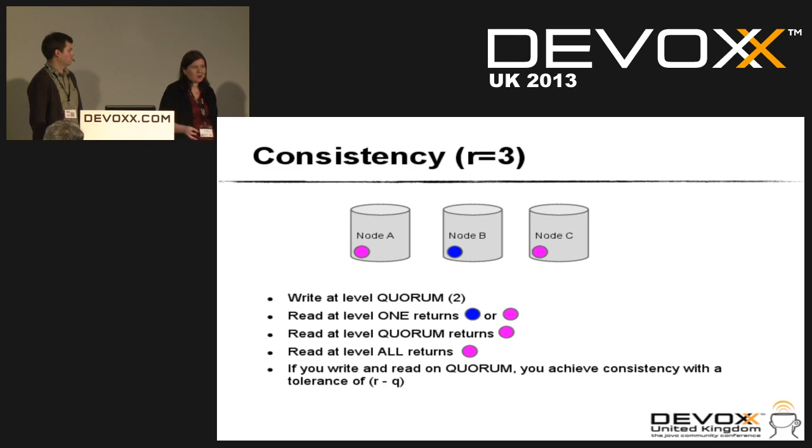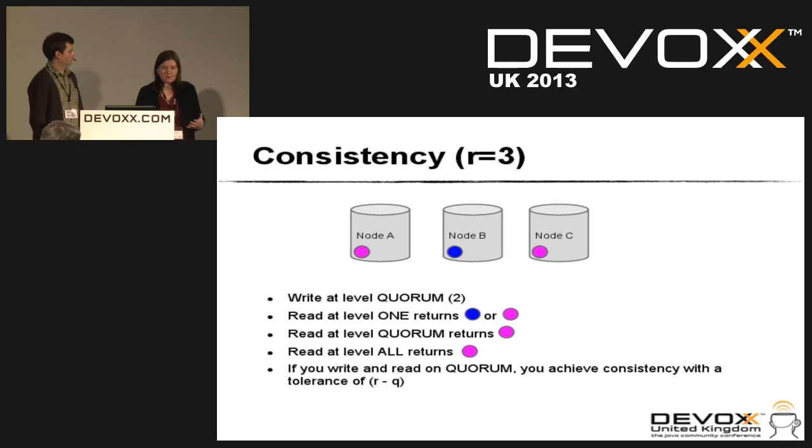So what's important about quorum is that if you both read and write at quorum, then you can achieve consistent data and still have some tolerance so that if one node goes down in this example, you would still be fine. Cassandra would still be able to return and operate as normal, and it wouldn't affect your application at all. So your tolerance is determined by your replication factor minus quorum.